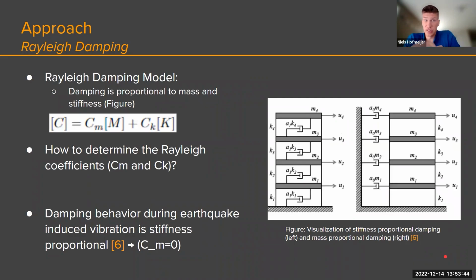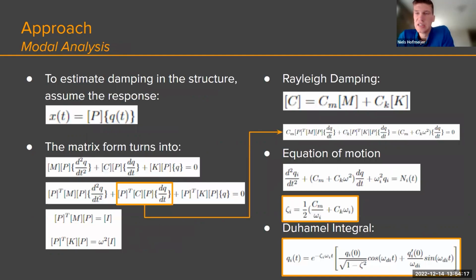The Rayleigh damping model assumes that the damping is proportional to the mass and stiffness. But how do we get the coefficient for the mass and the coefficient for the stiffness? Previous studies show that for earthquake-induced vibration through buildings, the damping behavior is only stiffness proportional. That means that the mass coefficient is 0. A visualization of Rayleigh damping is shown here on the right figure, with the stiffness proportional damping on the left side, which will be used in this problem. Then we use a modal analysis to solve the problem.